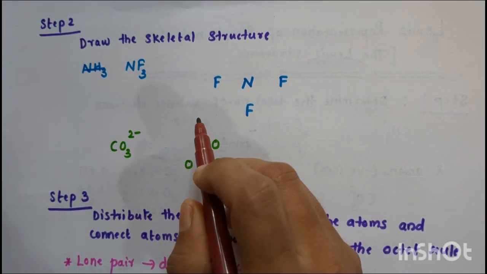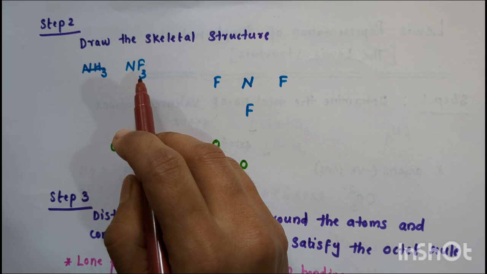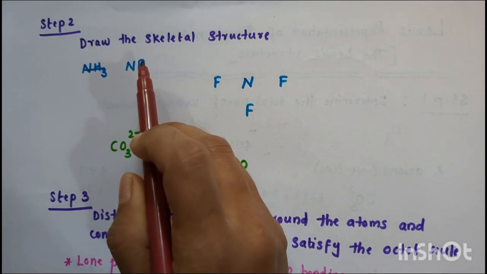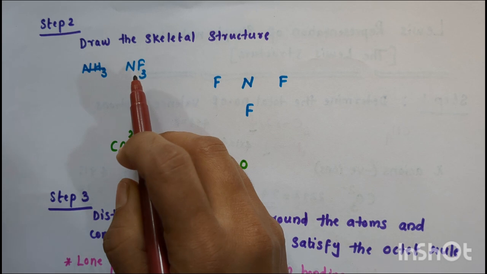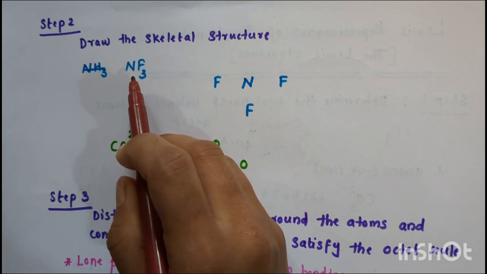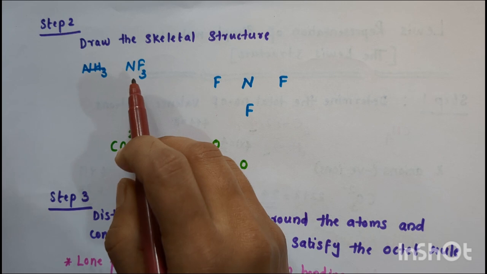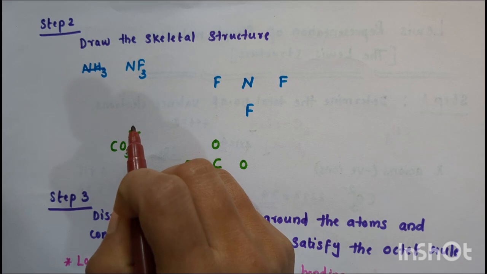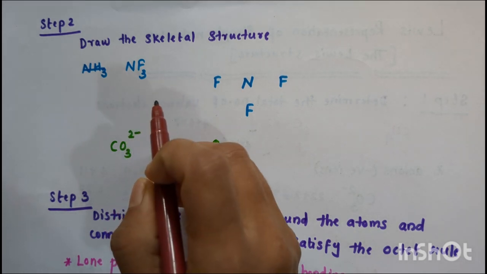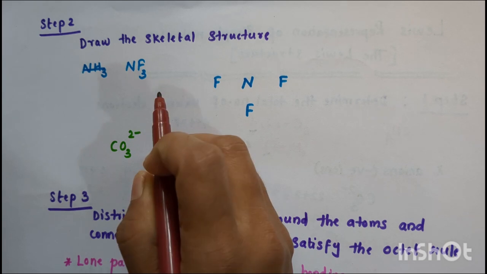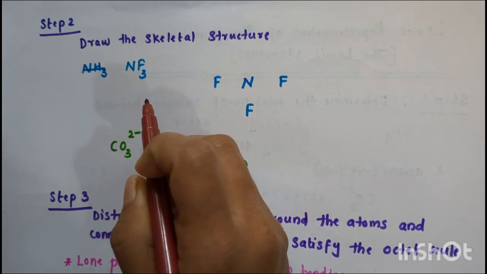In general, when you consider NF3, there is one nitrogen atom and 3 fluorine atoms. So when we draw the skeletal structure of this compound NF3, we want to place the central atom, that is, one atom would be at the center. Then we arrange all the other surrounding atoms. In general, the least electronegative atom occupies the central position in the molecule or ion.